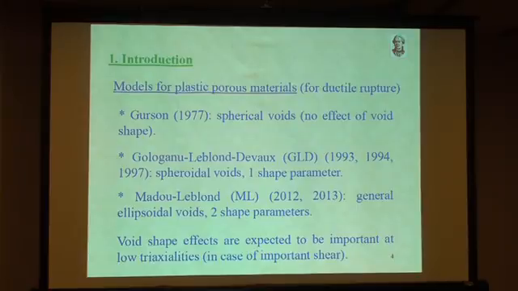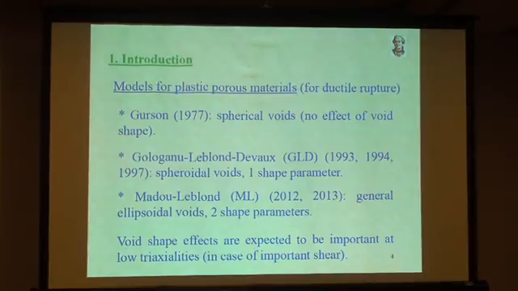So, the first part: the introduction. What models are available for plastic porous materials for ductile rupture? Well, the most classical ones are probably there. There's the famous Gurson model, which was designed for spherical voids. So the voids are spherical and assumed to remain spherical, so there is no effect of void shape. And this essentially applies to high triaxiality situations when void growth dominates.